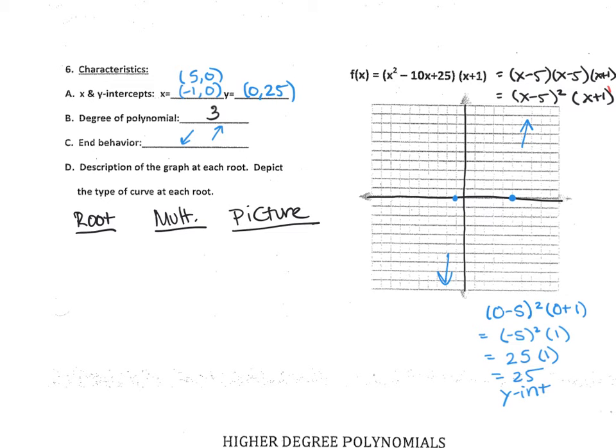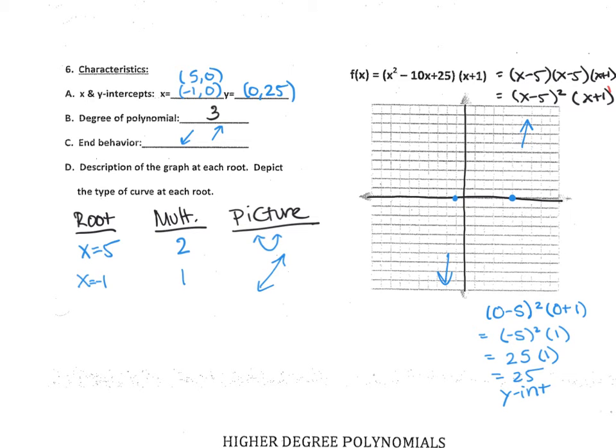So our first root is that x is equal to 5. This one has a multiplicity of 2 because of that squared. So that means we're going to be bouncing off the x-axis in some way. Our second and last root is when x is equal to negative 1. It's a multiplicity of 1, so it's going to be going straight through the graph.